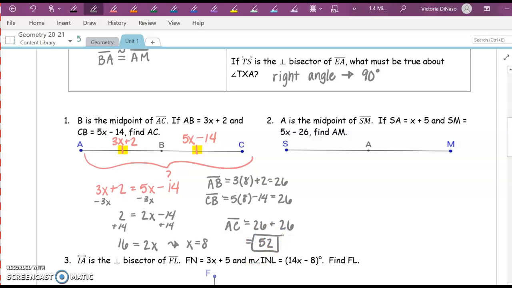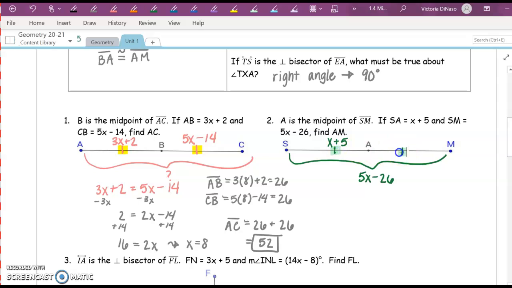In number 2, we have A is the midpoint of SM. So we're going to go ahead and put in our tick marks right here. It says that SA is x plus 5. We're going to write in x plus 5. And then the full segment length, SM, is 5x minus 26. So we have 5x minus 26.